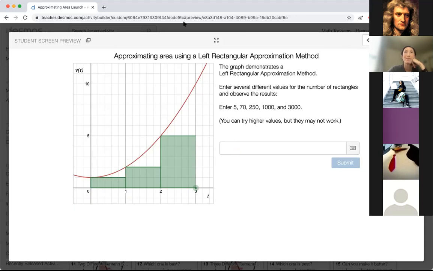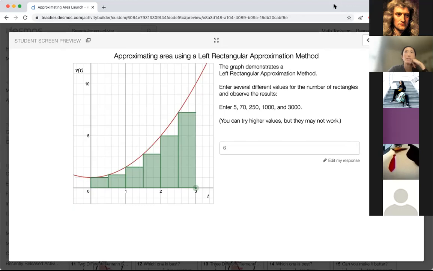Right now we have 3 rectangles, okay? But what if we had 6 rectangles? What would that look like? I don't know if that'll draw it for me. Oh, I did. Okay, so now I have 6 rectangles here.